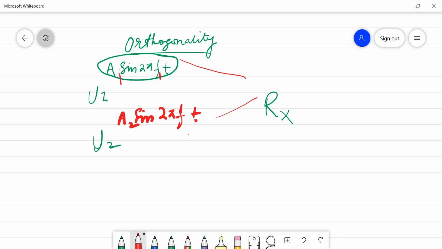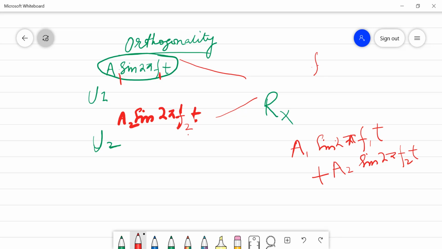Suppose this is f1 of t, this is f2 of t. Okay, so what the receiver receives is both A1 sine of 2 pi f1 t plus A2 sine of 2 pi f2 t. Now from this combined signal of user 1 and user 2, the receiver has to identify which signal is of user 1 and which signal is of user 2. What is the information given to the receiver? What does the receiver know? The receiver knows that f1 is the frequency of user 1 and f2 is the frequency of user 2. Okay, this much information the receiver has.